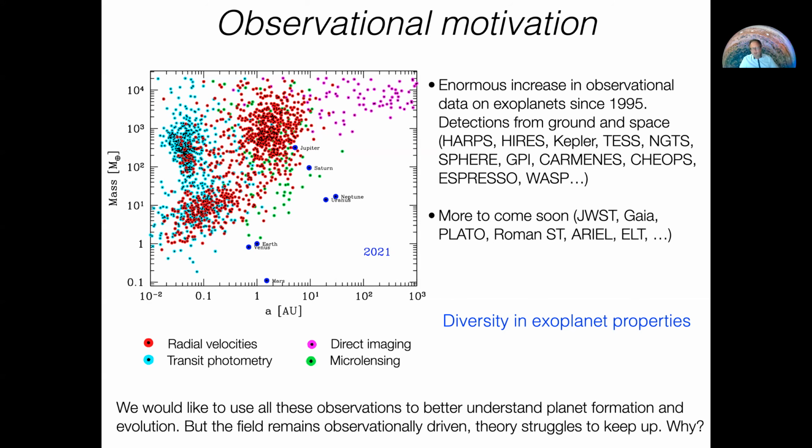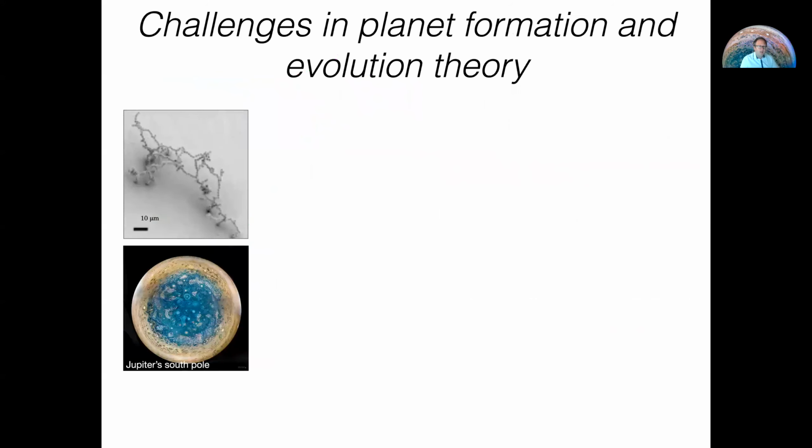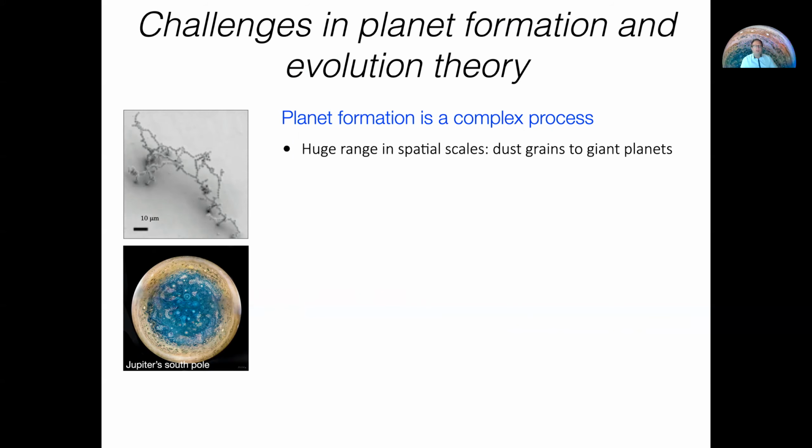And we can wonder a little bit why. One reason for that maybe becomes obvious when looking at these two images here. One is a micrometer size dust grain, very early stages of planet formation. And then below we have Jupiter's south pole, so a huge object. So planet formation, we can say, certainly is a complex process. And one aspect of that is illustrated by these two pictures here.